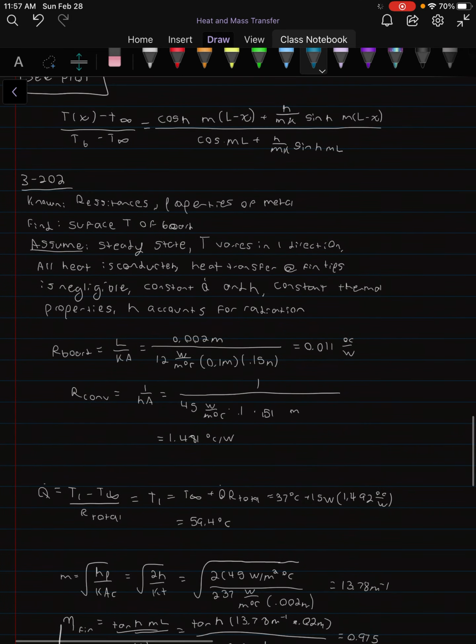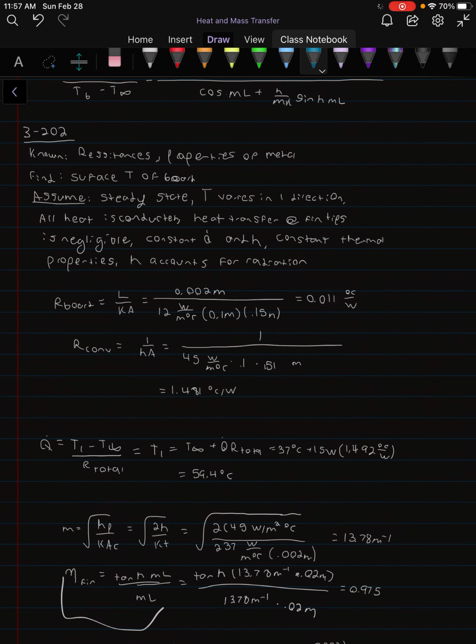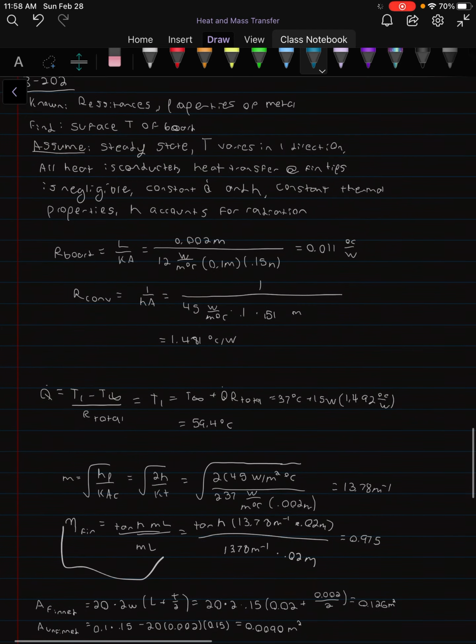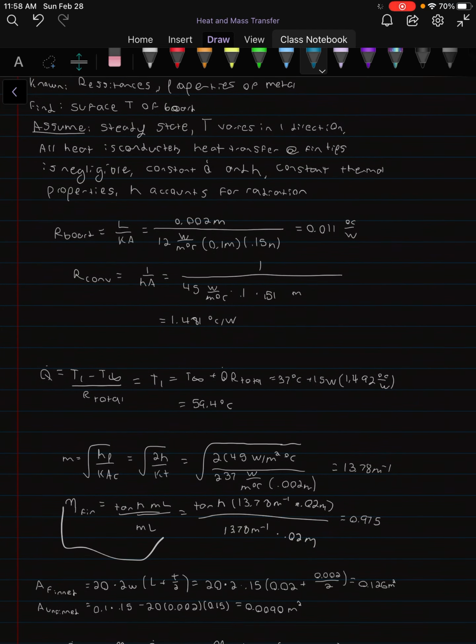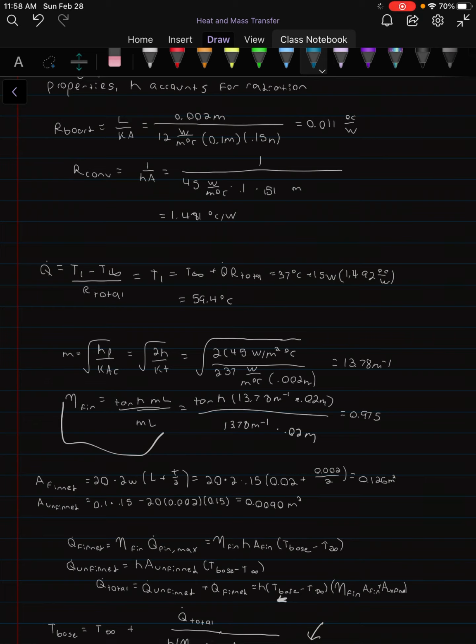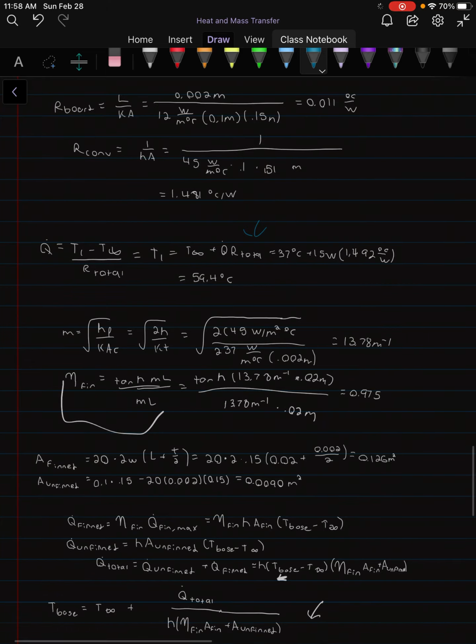Next we have 3-202. We want to find the resistances. So the resistance of the board, which is a material property, is L over kA, and then our convection is 1 over hA. Plug in those values, and you get 1.48 degrees C per watt. Then we can find our heat transfer, which is equal to our Q dot times R plus our temperature, just resolving for T1, and that's 59.4 degrees C.